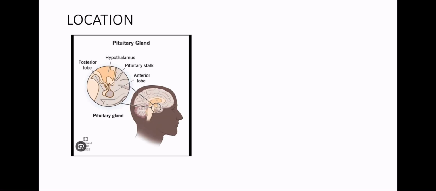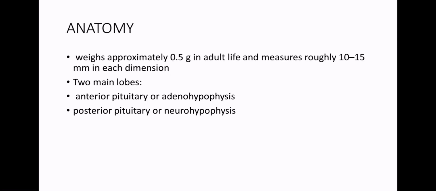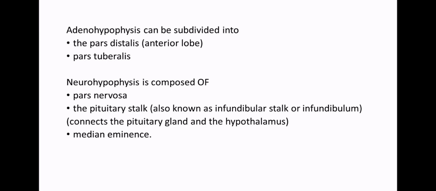So it has two lobes, the anterior lobe and the posterior lobe. The anterior lobe is also known as the adenohypophysis, and the posterior pituitary is also known as the neurohypophysis. Coming on to the next slide, the adenohypophysis can be further divided into the pars distalis and the pars tuberalis, whereas the neurohypophysis is composed of the pars nervosa, the pituitary stalk, and the median eminence.